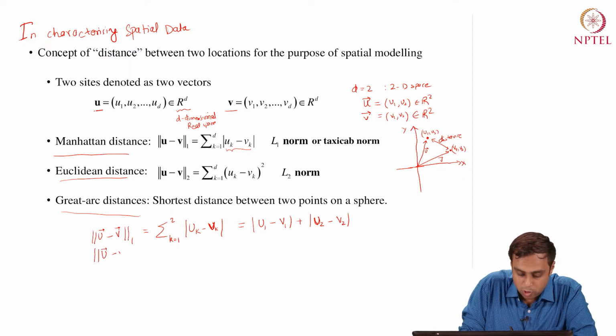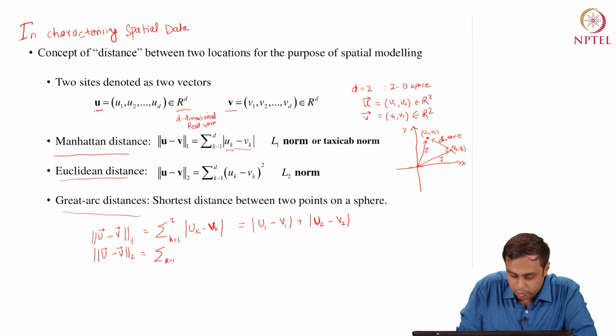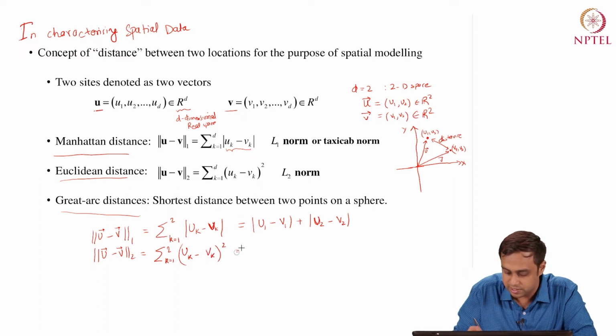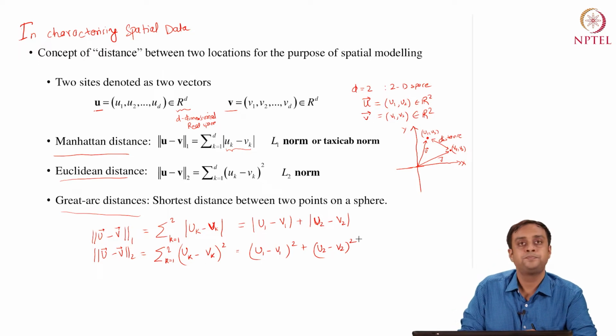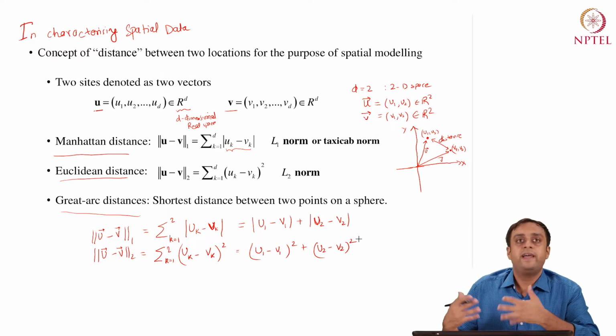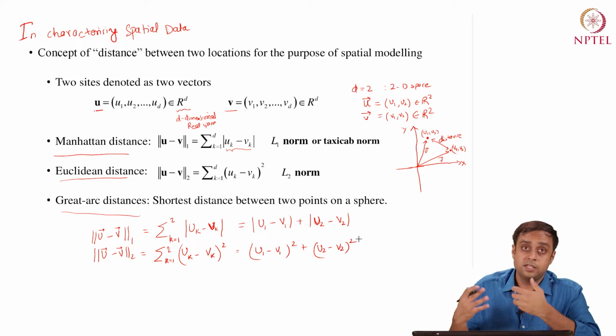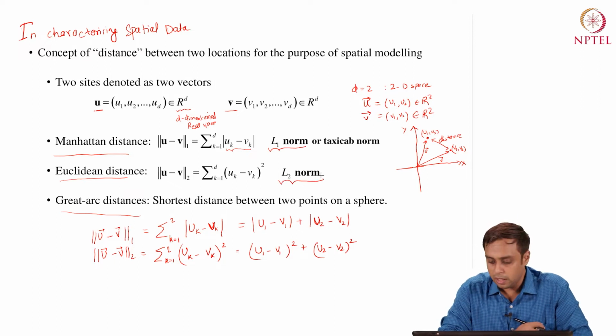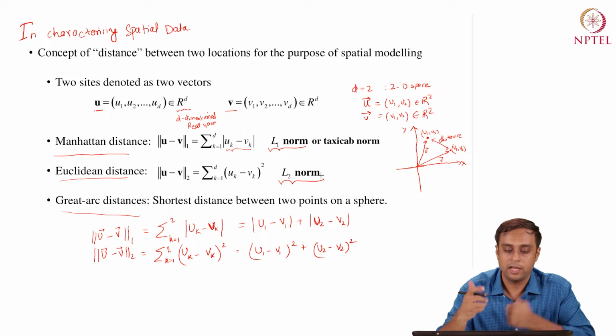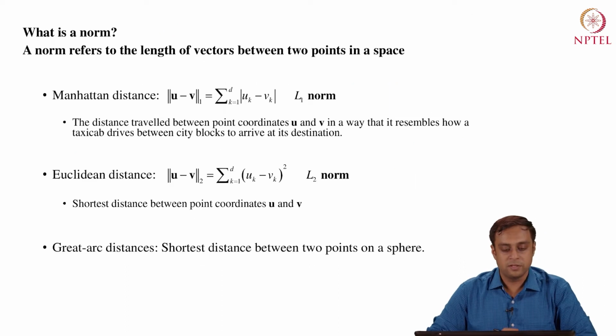Similarly, the Euclidean distance, which is also known as the shortest path and is called the L2 norm, can be written as follows in the two-dimensional space: the square root of the summation over k equals 1 to 2 of uk minus vk the whole squared, which is nothing but u1 minus v1 the whole squared plus u2 minus v2 the whole squared. Okay. Now let's move forward and visualize what these distances mean. I'm giving you these characterizations, L1 norm and L2 norm, and I want to formally define what a norm really is. A norm refers to the length of vectors between two points in space.